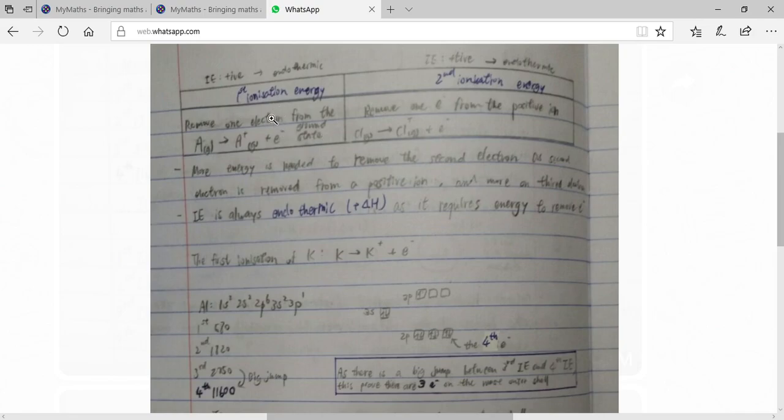Ionization energy, as I explained to you in your previous class, means the amount of energy required to remove an electron from the outermost cell. That is known as ionization energy. If an atom is releasing an electron, that will be positive ionization energy. Suppose we take any element, like sodium. When sodium releases one electron, it converts into a sodium ion.